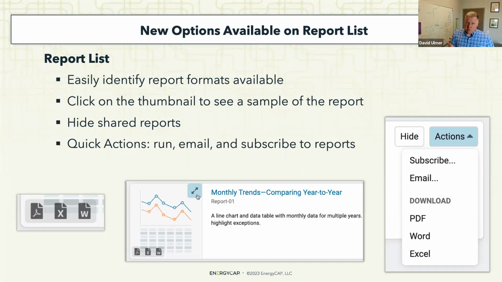When you're looking at shared reports, you'll have this actions menu that appears here on the screen. I've highlighted that actions menu. It includes the ability to take certain actions, like running a report instantly. So you don't even have to open the report and look at the filters. You can just run it with the saved filters for that particular report. Also, if you're on a shared list, you can hide particular reports that you don't wish to see on a regular basis.